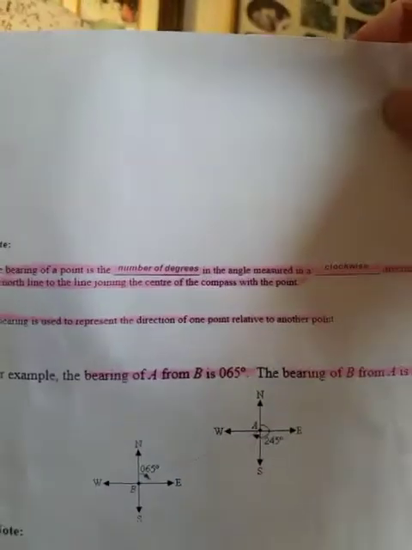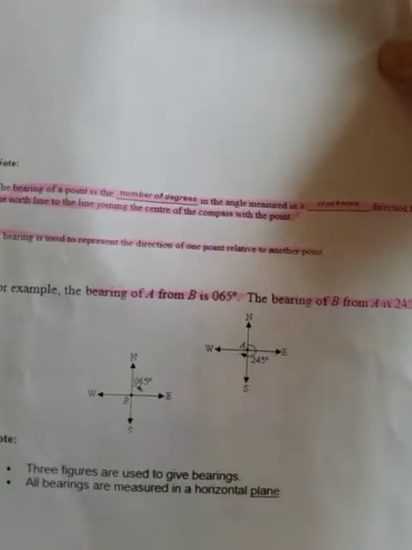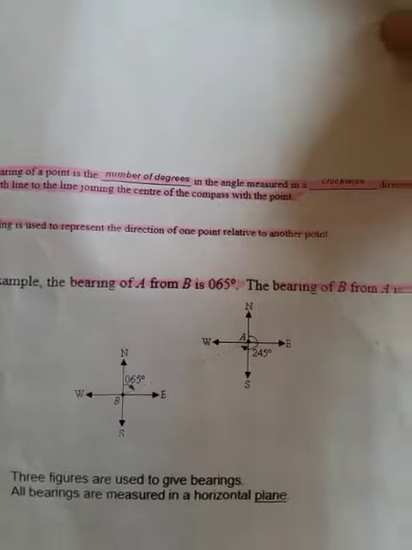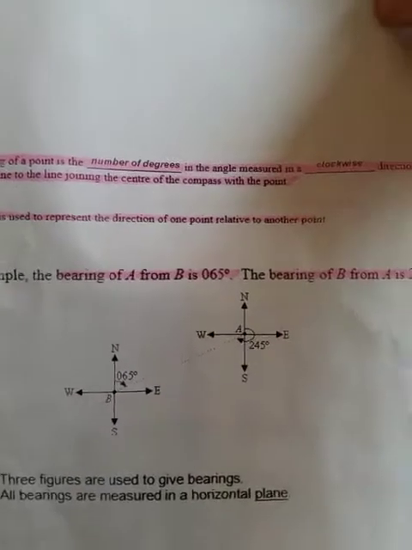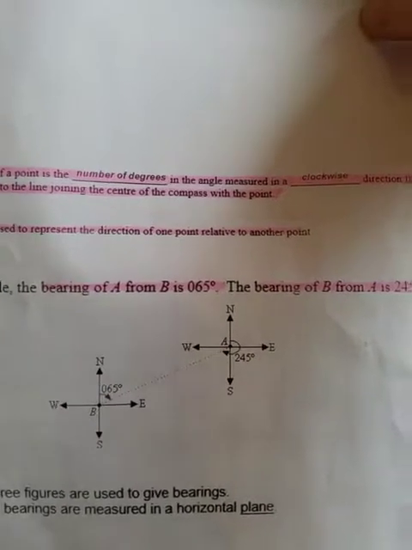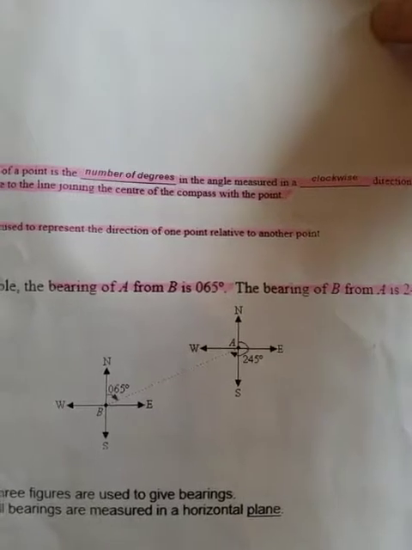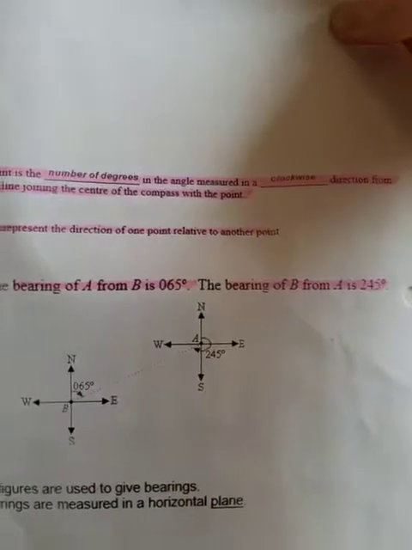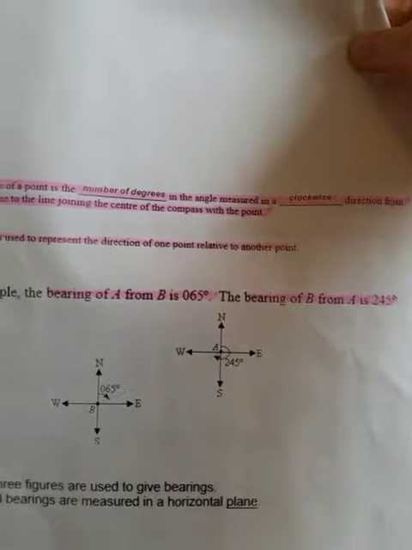All right, and here we go. Bearing from A to B. If we have different word problems going on, you have your angle A there on the right and B on the left. And so the bearing of A from B is 65 degrees, again because it's measured from the north angle. B from A is 245. I hope you see the difference there.